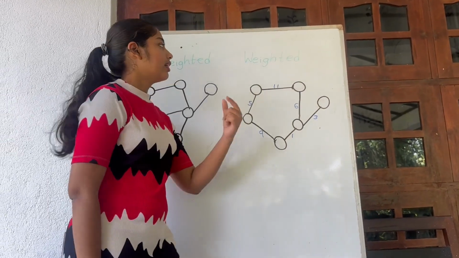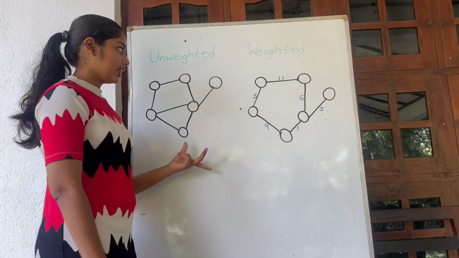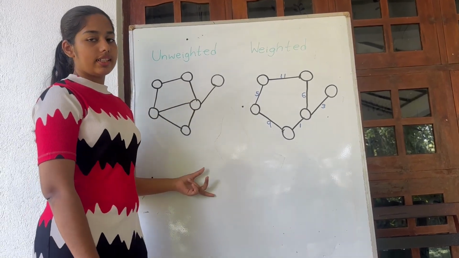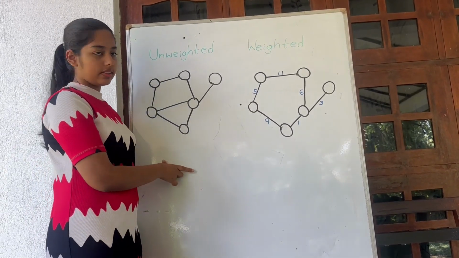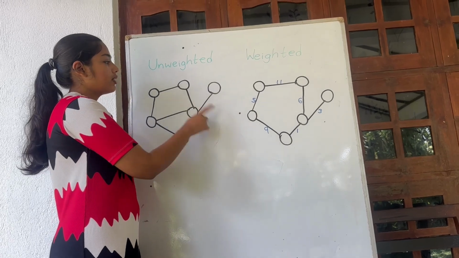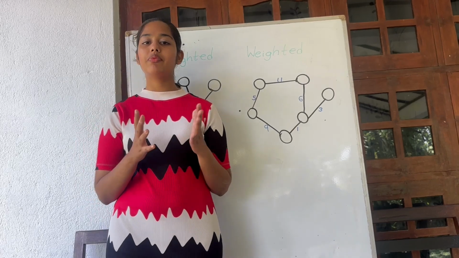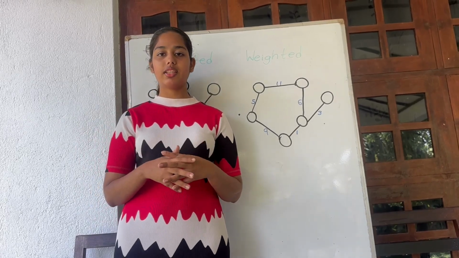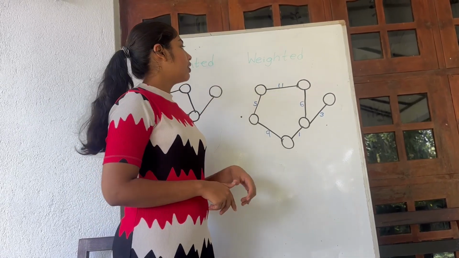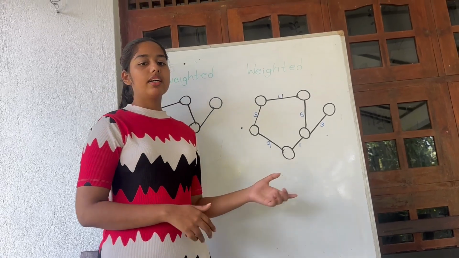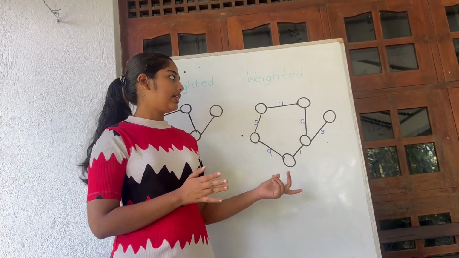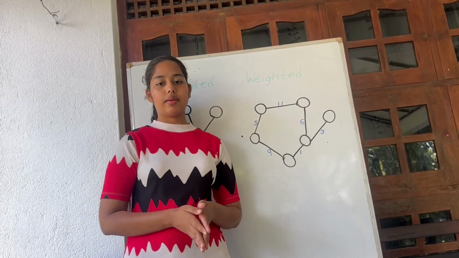Here we have a weighted graph and an unweighted graph. In the unweighted graph, all edges are equal because there are no values on the edges. As an example, a train map where stations are connected without distance values. In the weighted graph, each edge has a weight, like cost, time, or distance.